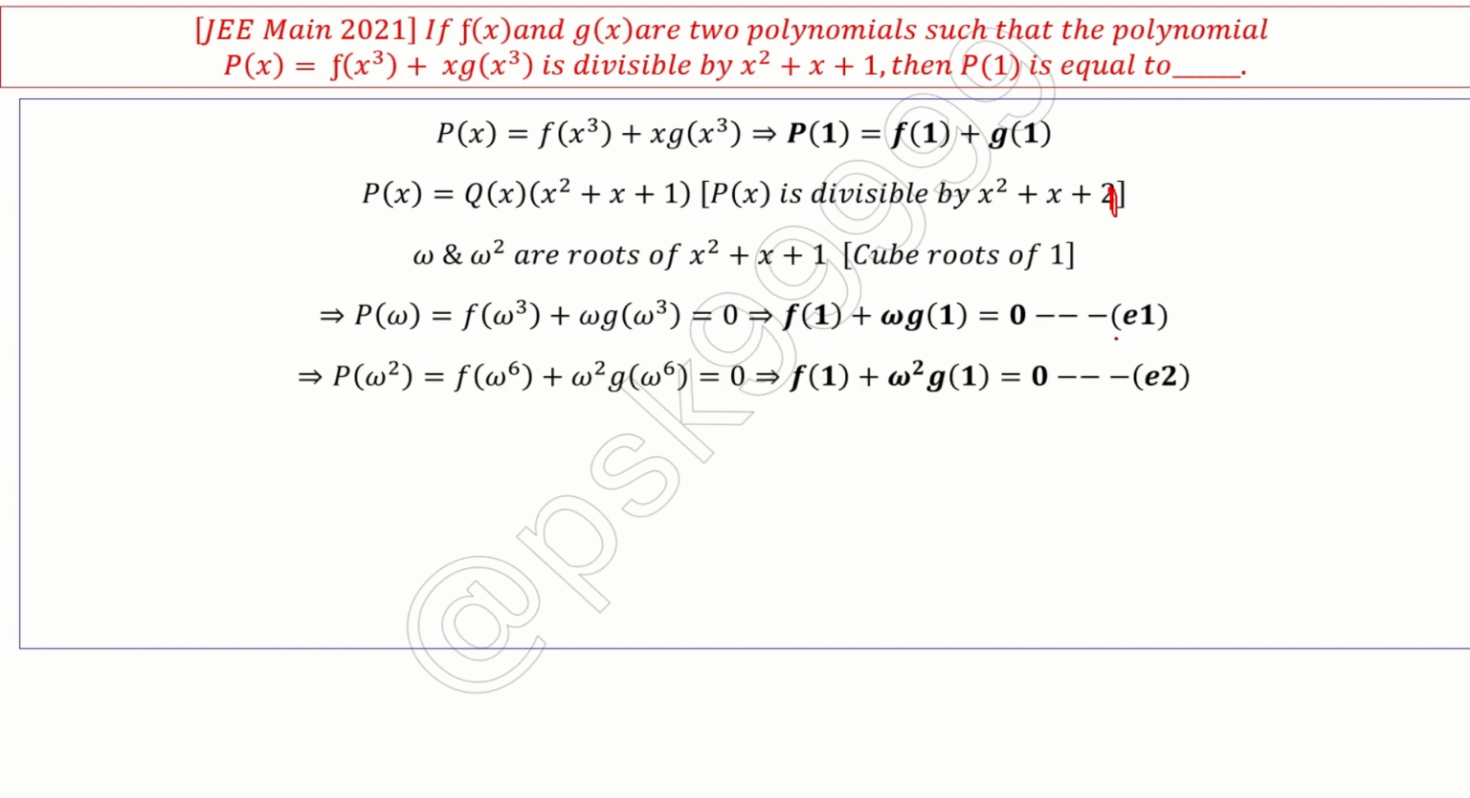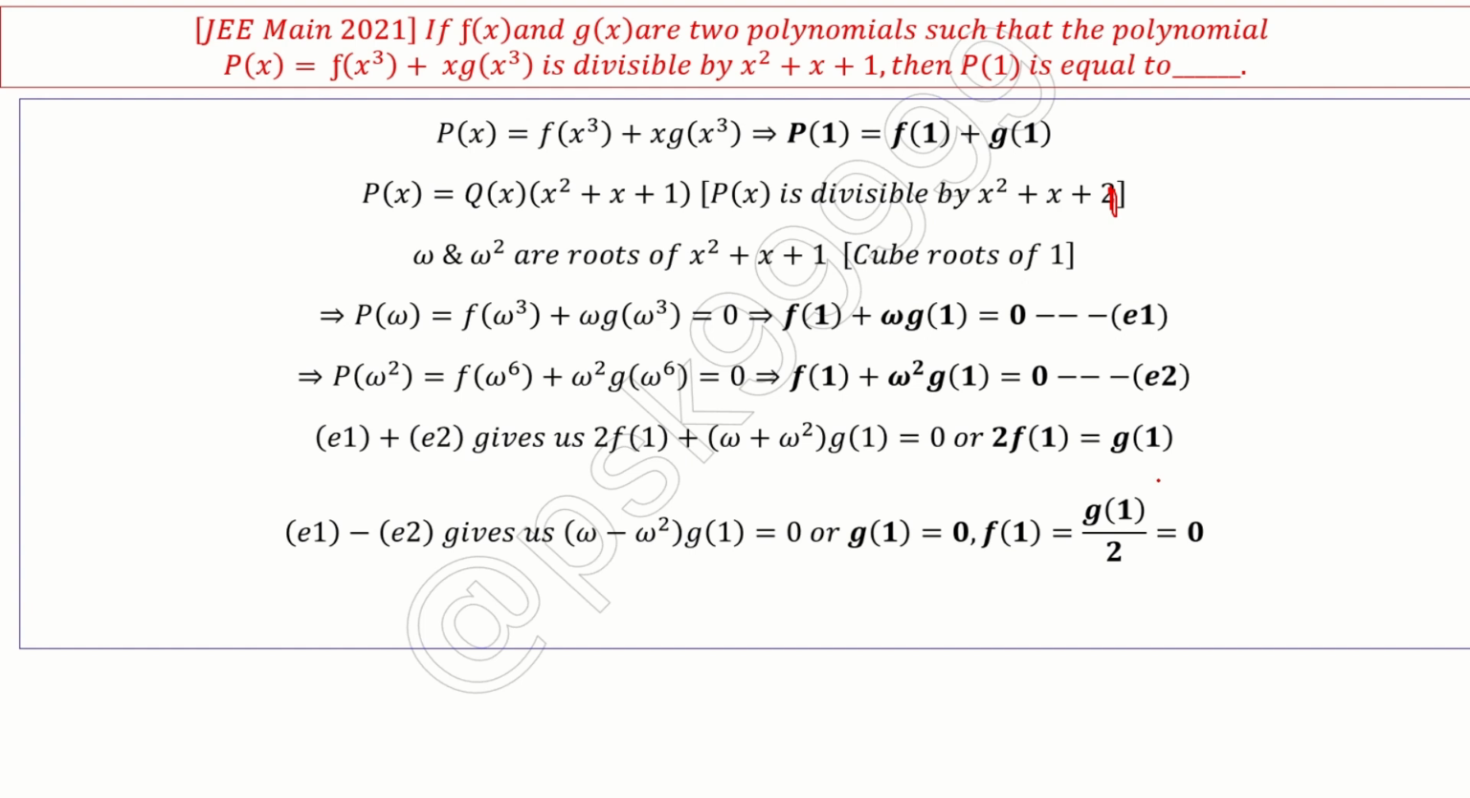Now I will take p(omega square), which is f(omega^6) + omega square g(omega^6). We know again omega power 6 is 1. So this is f(1) + omega square g(1) = 0. Now I have two equations. If I do E1 plus E2 first, this will give us 2f(1) + (omega + omega square) g(1) = 0. From cube root of unity, we know that omega plus omega square is equal to -1. So 2f(1) = g(1). Okay, so this is one piece of information for us.